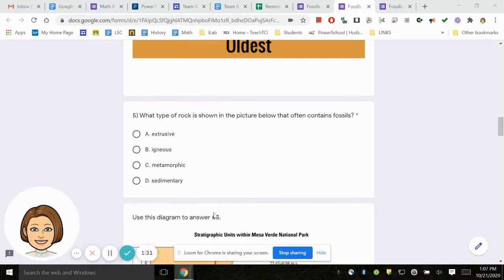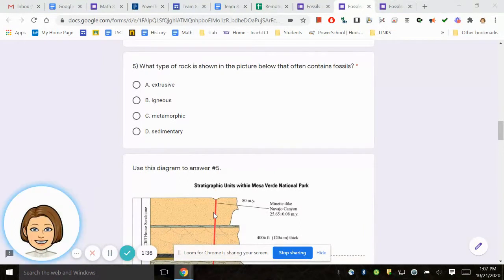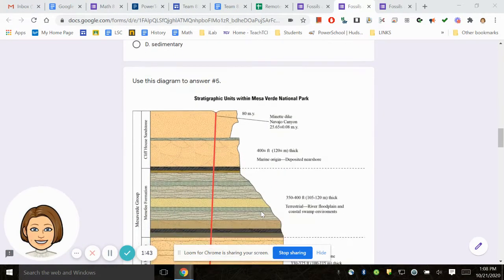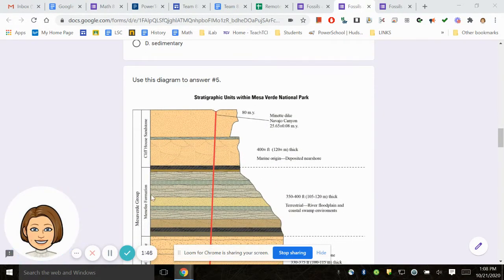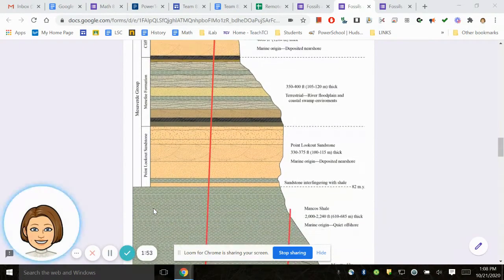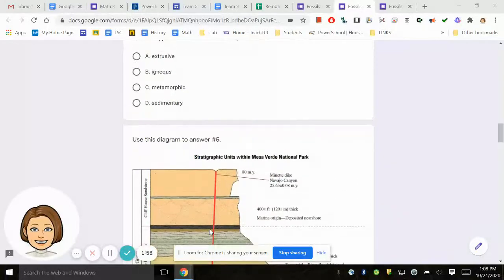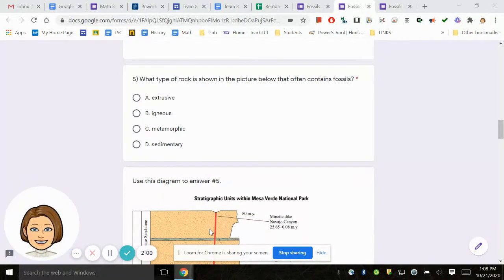Number 5. What type of rock is shown in the picture below that often contains fossils? So you can see there's layers here. You got sandstone, Mesa Verde group, more sandstone, you got shale. Is it A. extrusive, B. igneous, C. metamorphic, D. sedimentary?